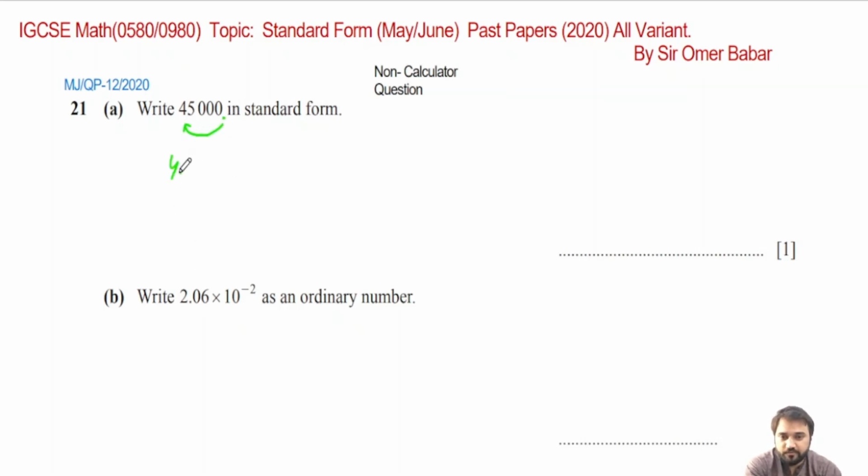So I'm going to write 4.5 multiply 10 raised to power. How many digits did it cross to reach there? 1, 2, 3, 4. So that would be positive 4 because it is on the right side of our main digit. Our main digit is 4. This is the answer, 4.5 into 10 raised to power 4.